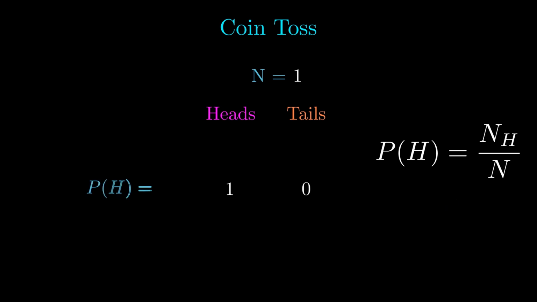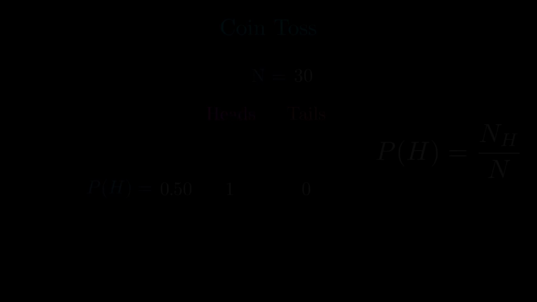But what happens when we increase the number of trials? As we toss the coin more and more times, we can expect the fluctuations to decrease and the probability to become more stable. Now let's move on to a game of two tosses.